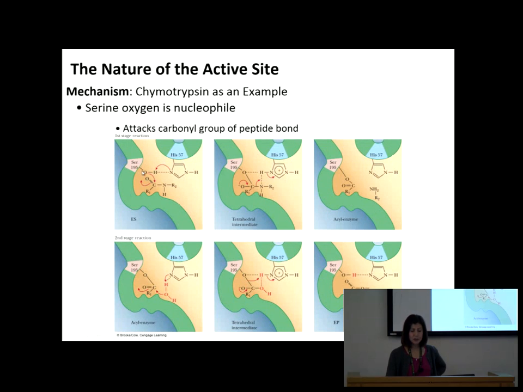Why is serine acting as a nucleophile? Because the oxygen is attacking the carbon of the carbonyl on our peptide bond. Do you want me to say that again? No? You guys got that? All right. Why is the histidine acting as an acid base? Because it's accepting the proton from the serine and then donating it later. So at the end of our first stage, we've chopped our substrate. We've broken that amide bond.